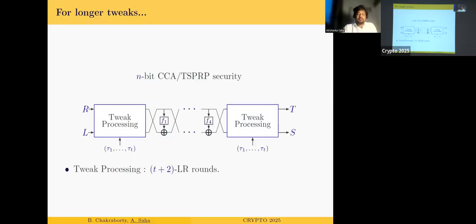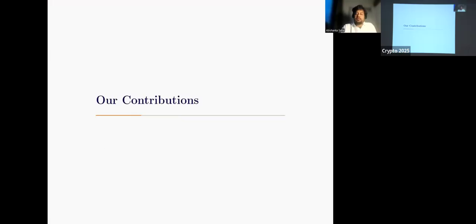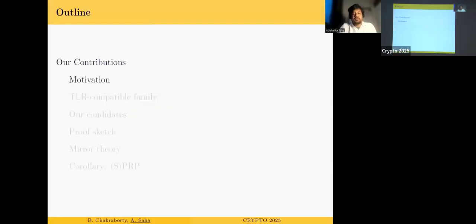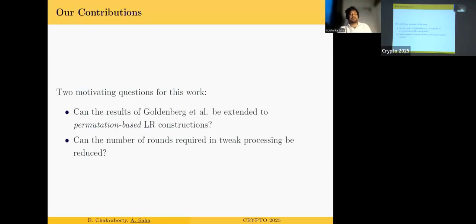Now we come to our contributions. So first we give the 2 motivating questions of this work. The first question was whether the results of Goldenberg et al. can be extended to PLR constructions, so whether the functions in the Goldenberg et al. construction can be replaced by permutations. And also, the number of rounds in the tweak processing part of the Goldenberg candidates is quite large. It's T plus 2 LR rounds, which is quite expensive. So we investigate whether such number of rounds can be reduced when we consider permutation-based LR.